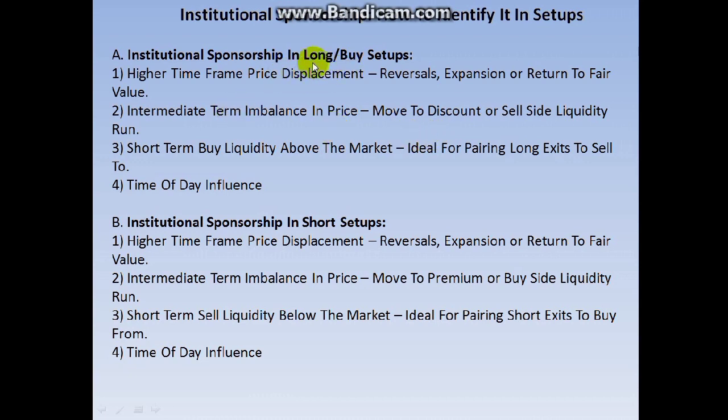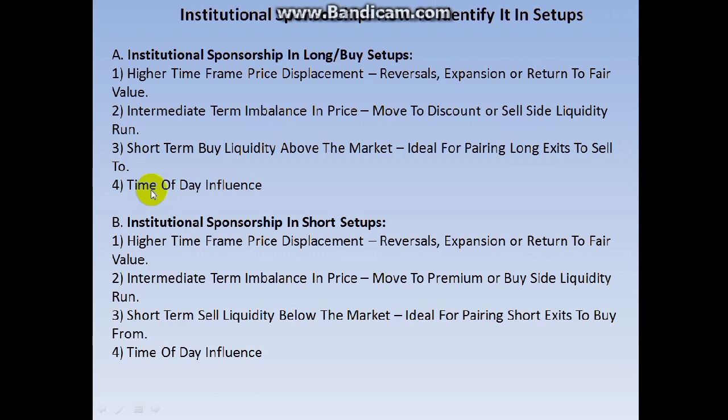In this case, we are looking at long setups. So an intermediate term imbalance in price should be a kind of run on sell side liquidity, and it should be seen on the higher time frame. Then the next concept we are looking at is short term buy liquidity above the market. This is an idea for pairing long exits to sell to. That is sell stops as we know it. At the same time, we are going to put into consideration the time of day influence.